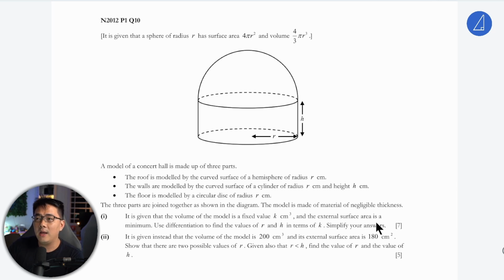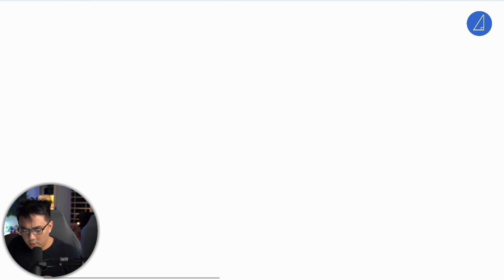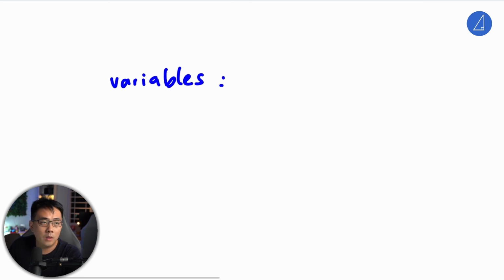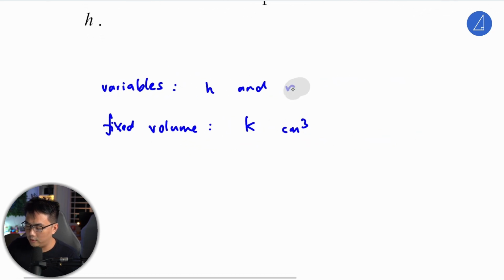Okay, great. I think the main thing here is to understand there are 2 variables at play, and there's one fixed condition. And usually this fixed condition is used to relate both of these variables. Alright. So at a glance, what we could deduce is the variables are h and r, right? And the fixed constant which was given is a fixed volume of K cm cube. Alright, so the variables are r and h.